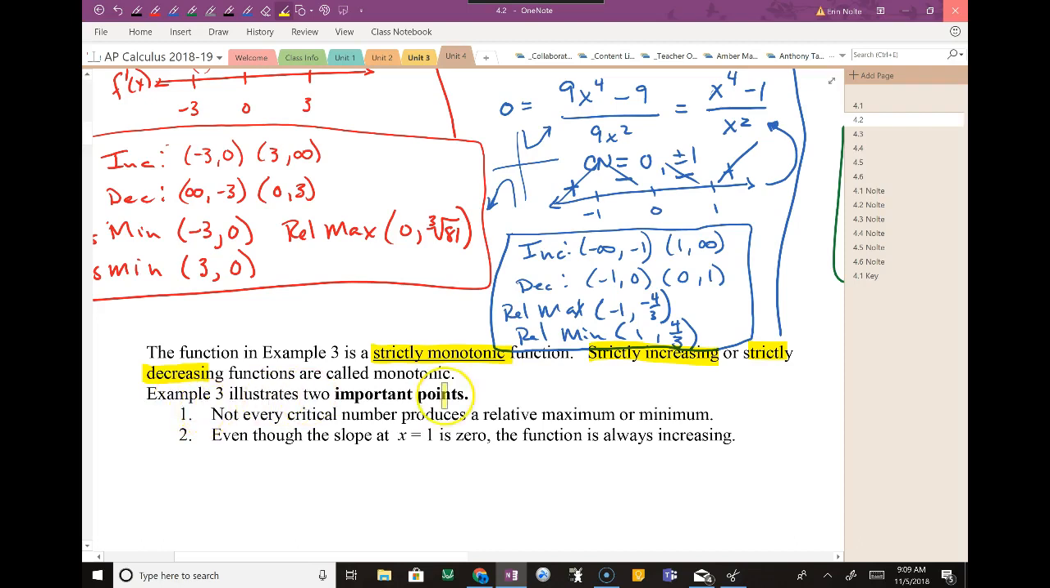Okay, so example 3 actually has 2 important points. Not every critical number will create a min or a max. Which we kind of noticed too in that last example where we had a vertical asymptote. Okay, and even though the slope is 0, that doesn't mean that it takes away that increasing piece. Okay.